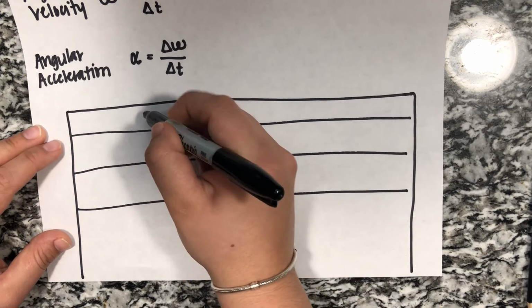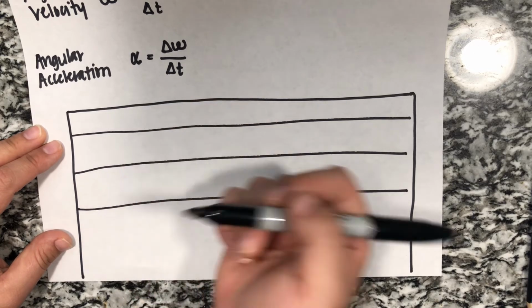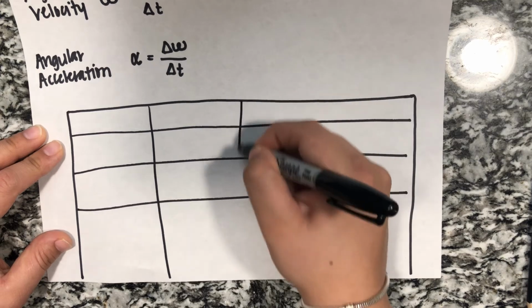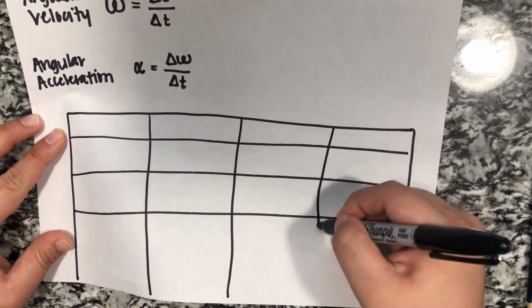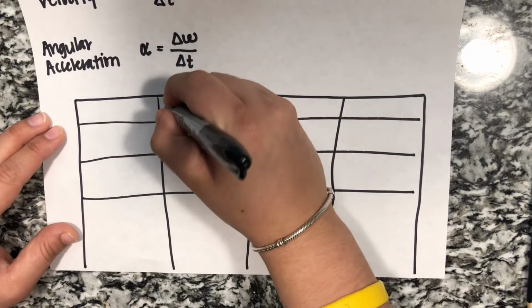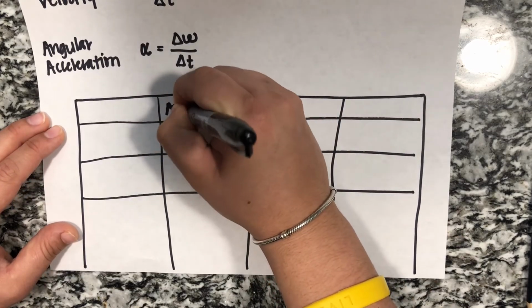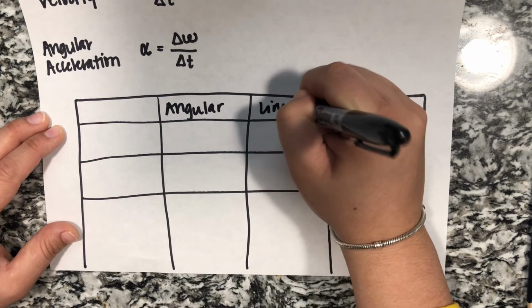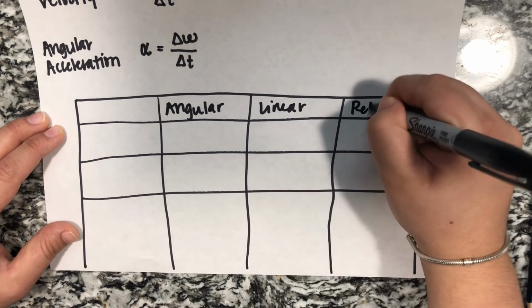I did it kind of bad. I'm sorry, just try and make these even. It should be 4 rows and 4 columns. Oh my God, that's horrible. Okay, so in this column, this one should be blank. This should say angular. This one should say linear. And this one should say relationship.